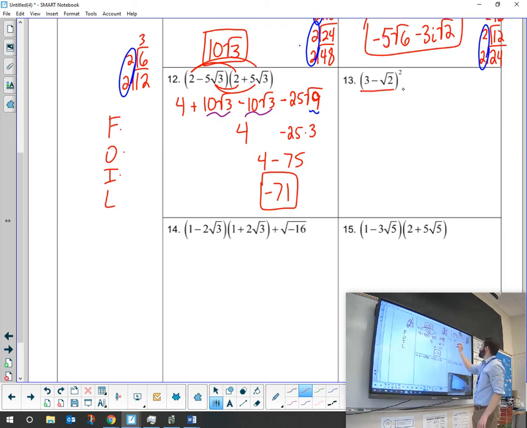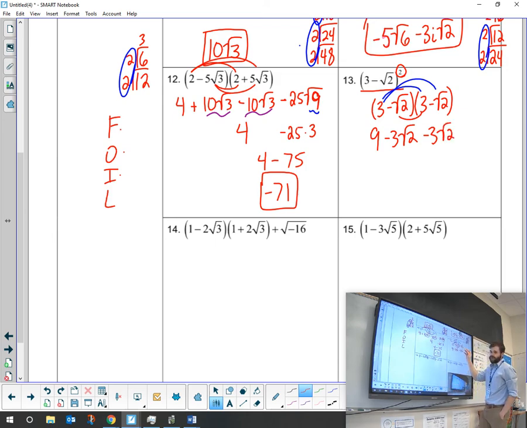Remember, whenever you see a squared, we're squaring everything that's there. So we're taking this 3 minus square root of 2, and we're multiplying it by itself. Okay, so we're going to go 3 times 3 is 9. 3 times negative square root of 2 is negative 3 square roots of 2. Negative square root of 2 times 3 is going to be negative 3 square roots of 2. And then lastly, negative square root of 2 times the negative square root of 2 is going to be a positive square root of 4.